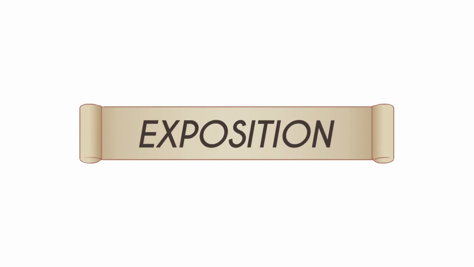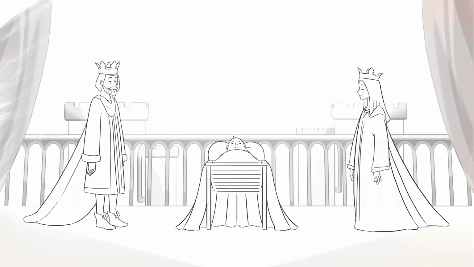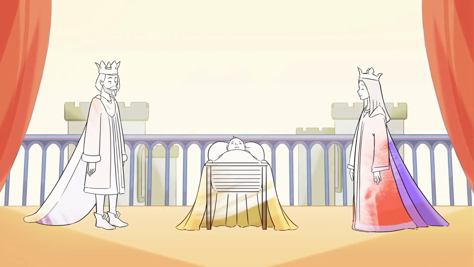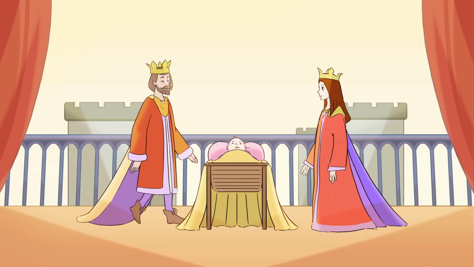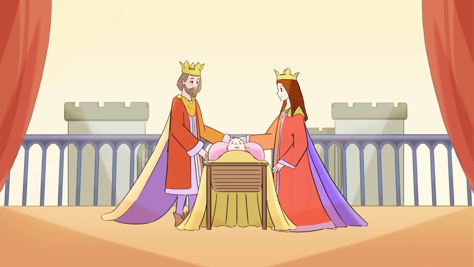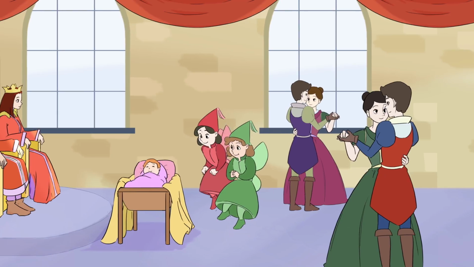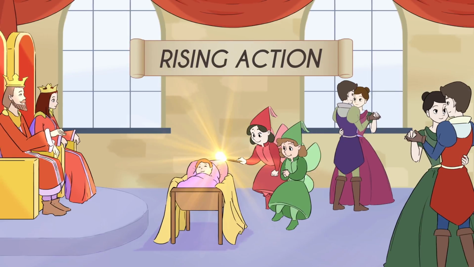The exposition is the beginning of a story. It usually introduces the key characters and setting of the story. Sometimes the main themes also get introduced here. For instance, in one of the original versions of the fairy tale, The Sleeping Beauty, the exposition would simply be: once upon a time, there was a king and a queen who waited many years before they had a baby girl, little Briar Rose. The next element of plot is a series of events referred to as rising action.